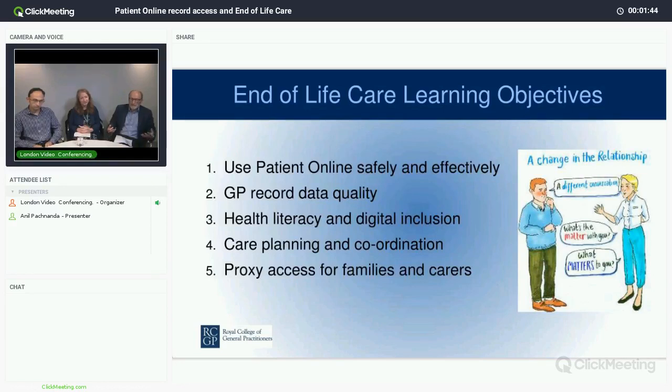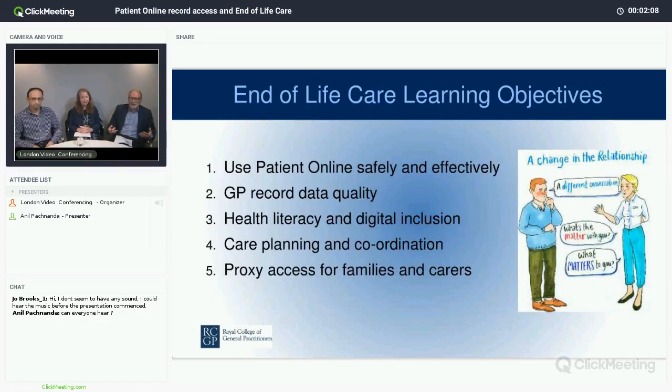Health literacy is really, really important. It helps not just to understand the record, but obviously in their end-of-life care, they are more able to make the right decisions for themselves if they understand the issues. And many people towards the end of life, not just for mental capacity, but physical capacity, may be unable to access Patient Online. And we're going to talk a little bit about that later.